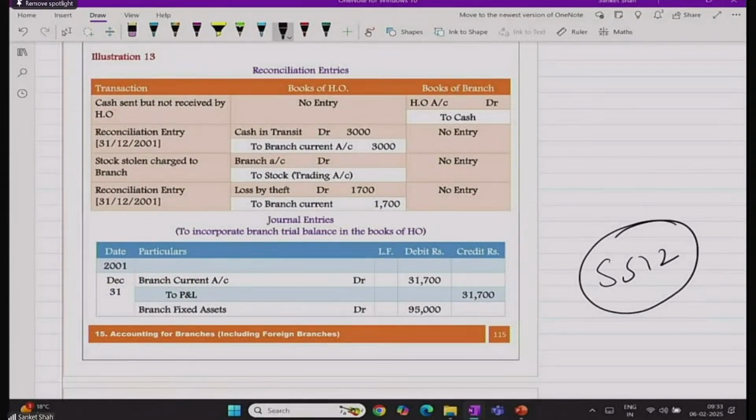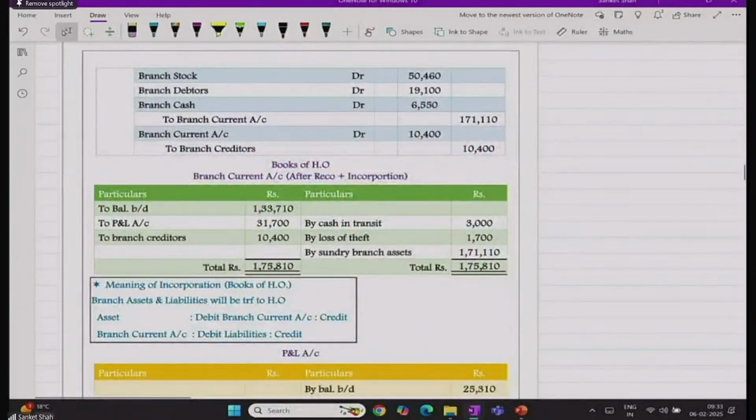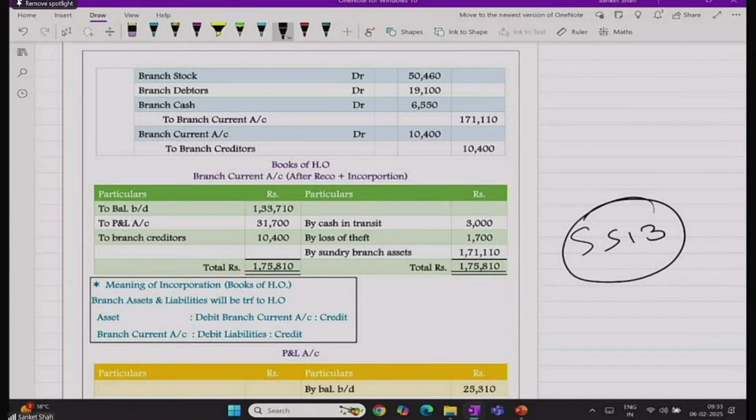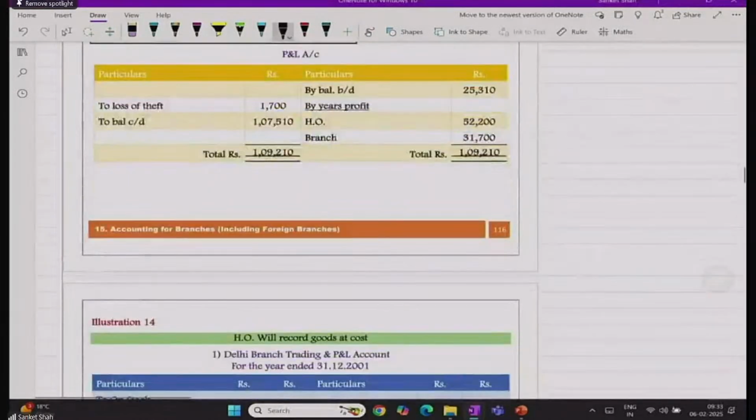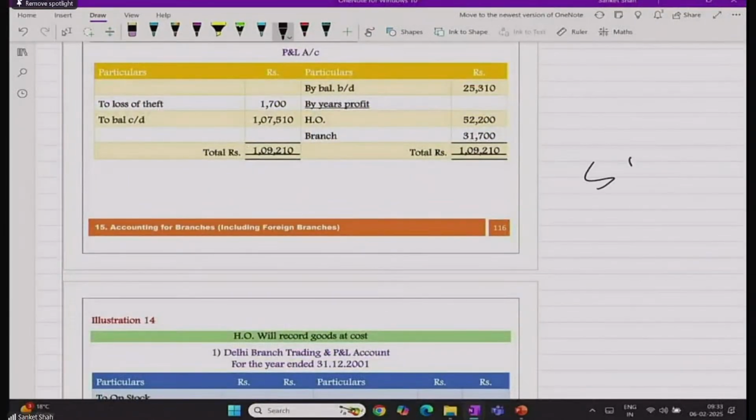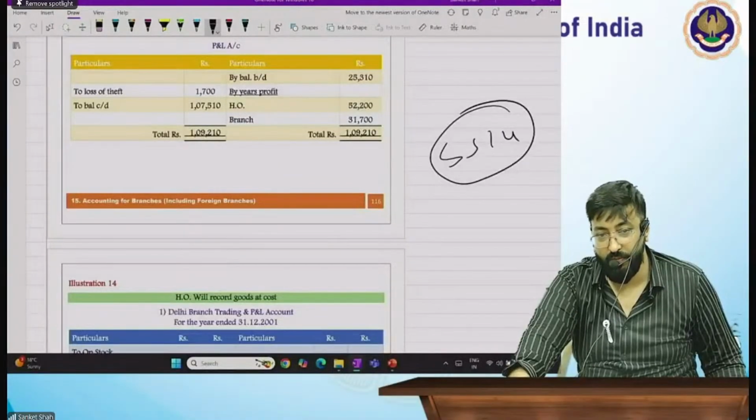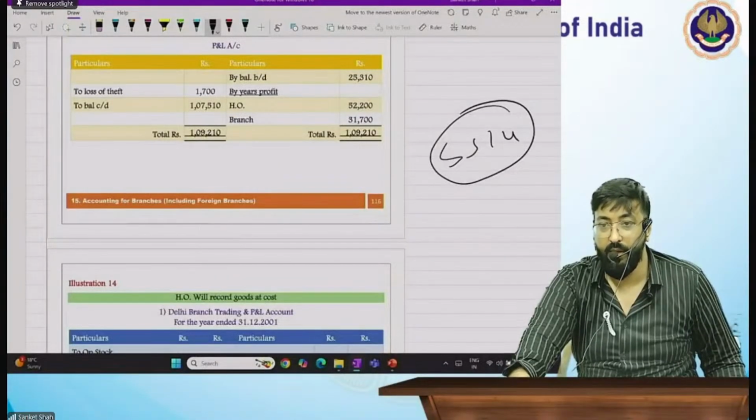Okay, sir. Number 13. Screenshot 12. You can finish it off today. Done, sir. 13. Done, sir. 14. Okay? Done, sir. And 13 and 14 we will discuss tomorrow with foreign branch. Okay, sir. ठीक है? Yes, sir.